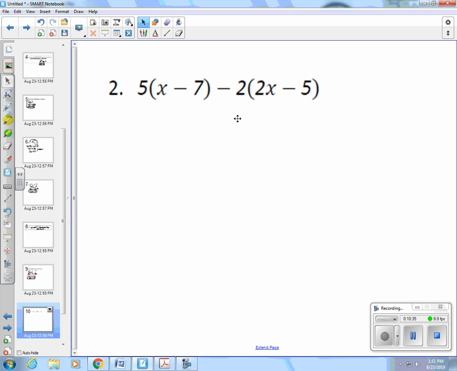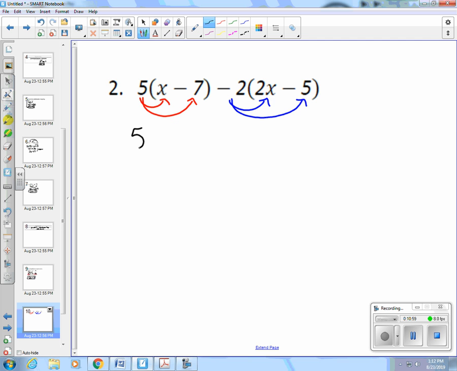There we go. We have the 5 times x, 5 times negative 7, but now please notice that you've got this negative 2 that's times 2x and negative 2 times negative 5. You have 2 distributions to do on this problem. So we're going to have our 5x minus 35, because we have that 5 times negative 7. And then we have negative 2 times positive 2x gives us a negative 4x. And then that negative 2 times negative 5 is a positive 10.